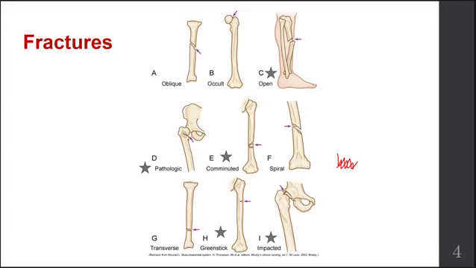The final point I wanted to make is that we talked about how you can have an open fracture or you can have a closed fracture. You can also have a complete fracture or an incomplete fracture. And just as the name suggests, a complete fracture is when the bone is broken all the way through. So here is an example of a complete fracture. Or you can have an incomplete fracture where the bone is damaged, but it's still in one piece, such as this example of a greenstick fracture.